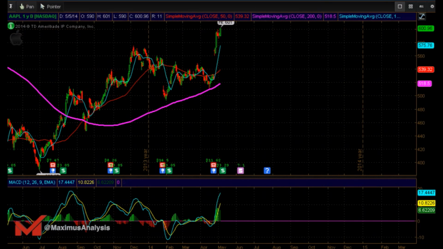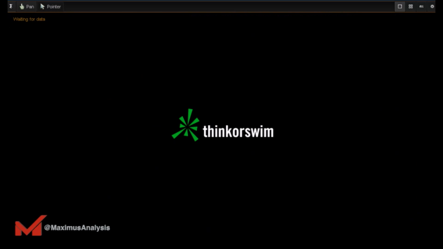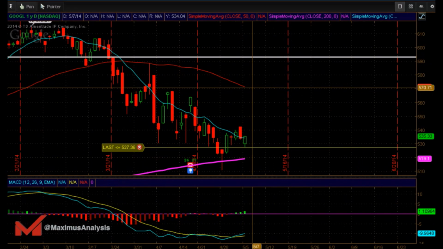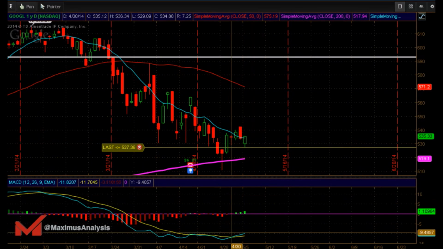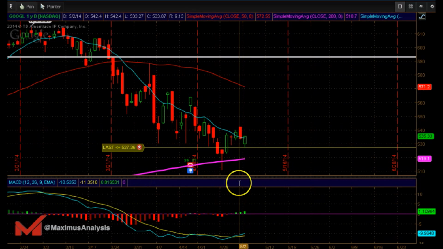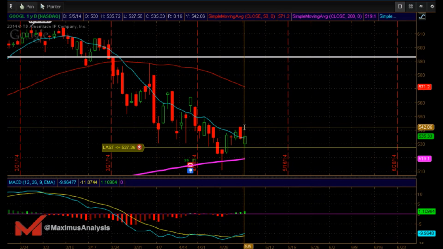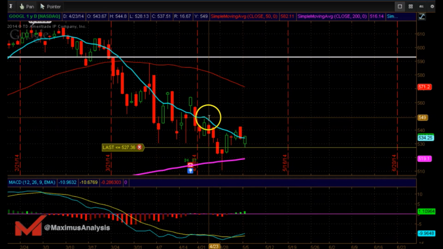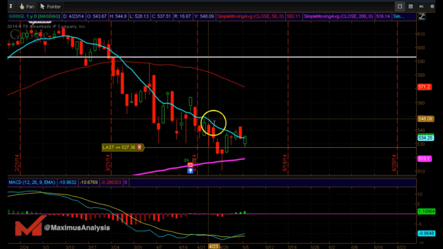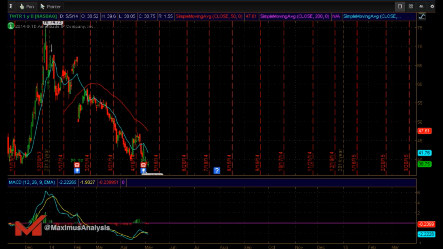You got Google. Let me look at the actual proper Google class A. That's the one I've been looking at, and you can see that we have a kind of divergence. We have these lower highs in place, but we're above the 10 with bullish MACD. So we want to see if it can recapture this 542 level and get back above this 548 level, and then we can continue to look to go long in that one.